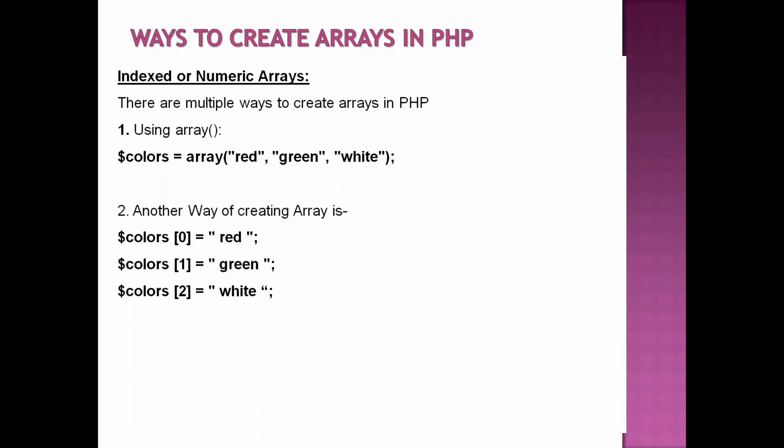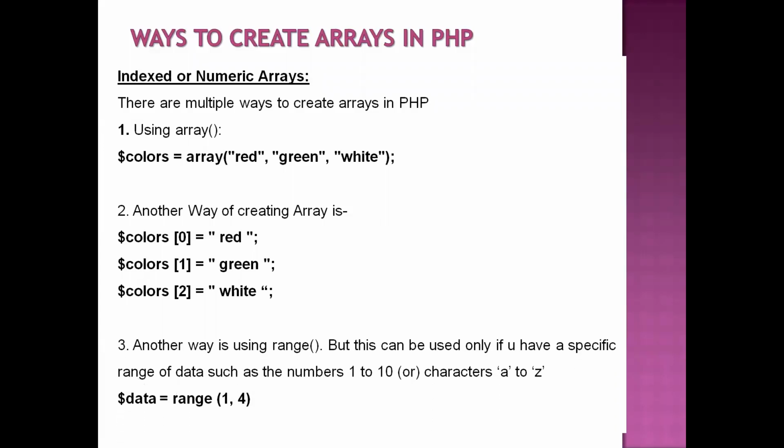The second way for creating the array is the normal traditional way, just like our C-based languages. Here also we can directly assign the values for each and every position. So $colors[0] equals red. That means I am creating an array with the name $colors. In the first index I am storing the value red, in the second index, that is index 1, we are storing the value green, and in the third position at index 2, we are storing the value white. So this is the normal way of creating the array.